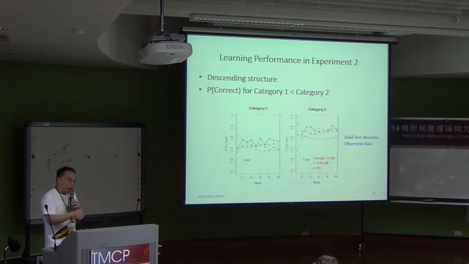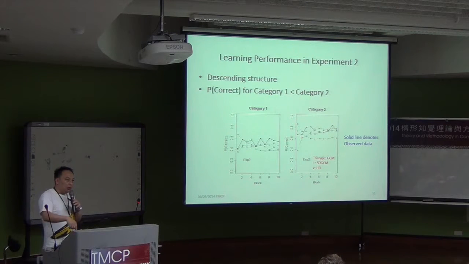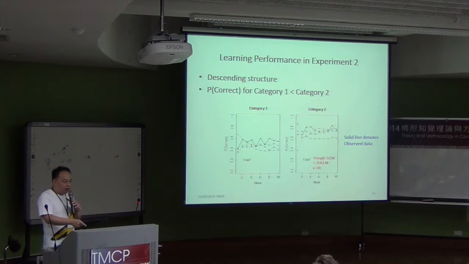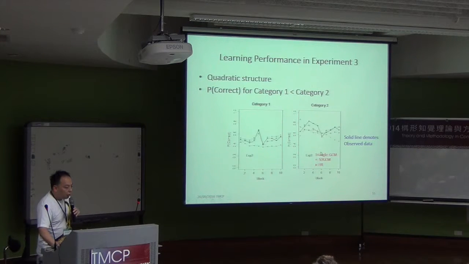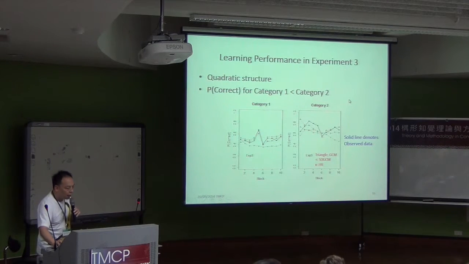However, in experiment 2, the learning performance is better for category 2 than category 1, because now the category structure is going down, right? So when you find a very small item, then you become very confident to say that it must be from category 2. Okay. Sorry, I don't know how to go back. Okay. Yeah. Right.